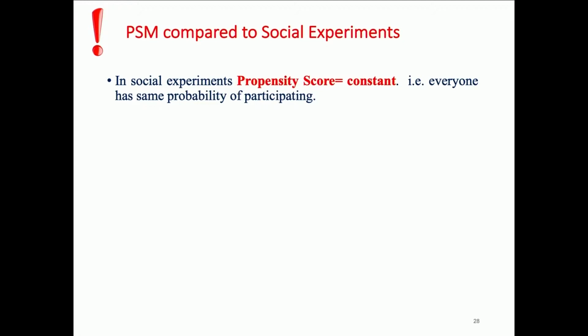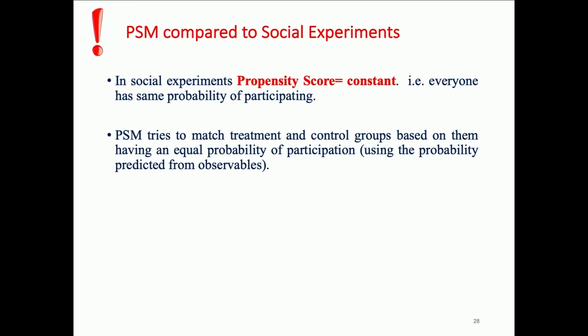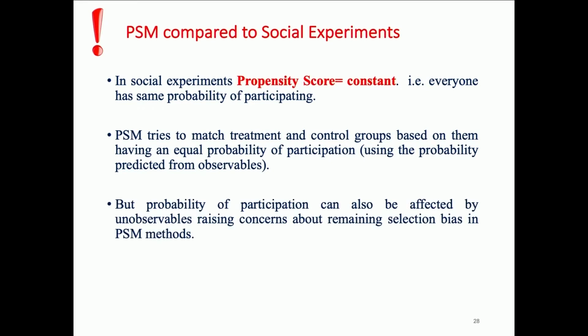So in a social experiment, if it was an RCT, everyone has the same probability of being selected. Here I am trying to mimic the same thing, but doing the PSM, so the propensity score will be constant in this case. As I said, it's trying to match both with equal probability of participation. The probability of participation can be affected by an observable, and this is really an issue of PSM.